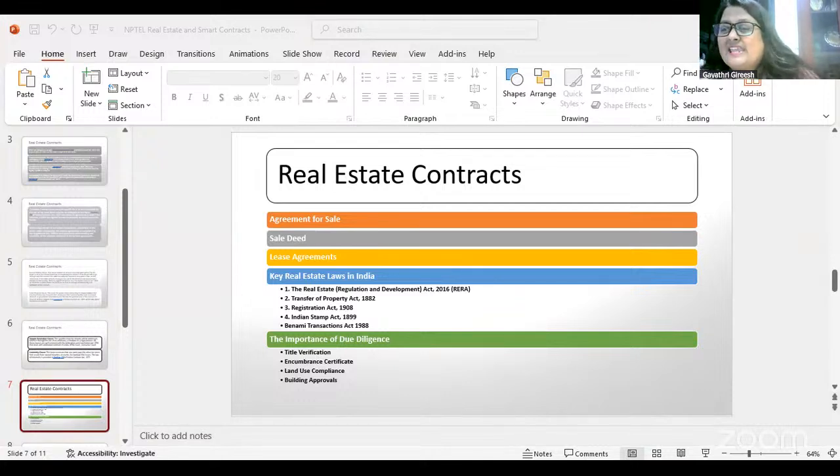So different states have different RERA. Every state has a RERA authority. Karnataka has the Karnataka Real Estate Regulation Development Act authority. Maharashtra has Maharashtra RERA, and every state has its own RERA authority, which also acts as the RERA court for all the real estate transactions which come under its purview.